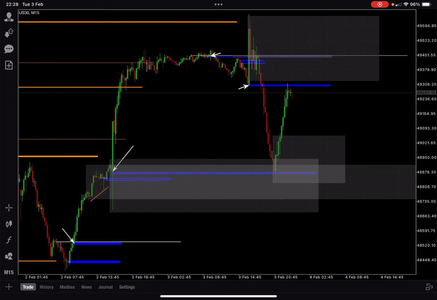All you need is the key levels on the chart, the timing, the liquidity, and then the premium sell and discount buy areas, which is all in the YouTube video, which is labelled US30 strategy.